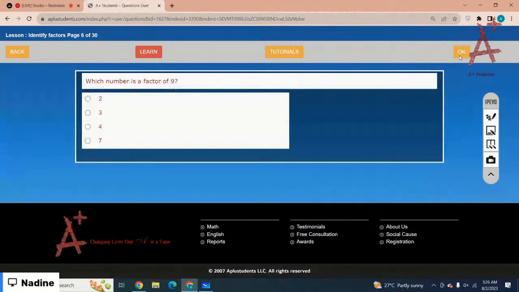Which is the correct option? Which number is a factor of 9? Factor of 9 means the number that can evenly divide 9, right? So the correct option is 3. Only 3 is the number that can evenly divide 9.